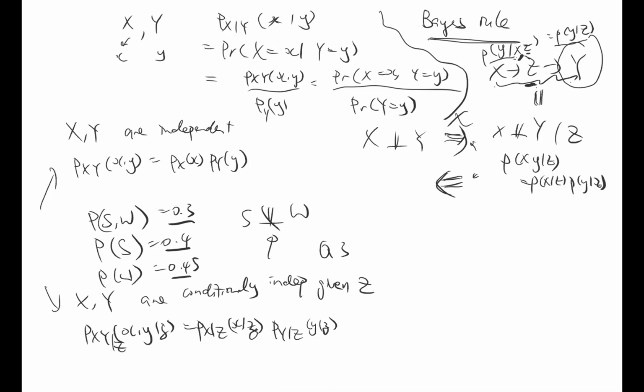And these two are the same, and you can very easily verify that. Let's see if I can do it quickly. By Bayes rule, you can show that P of X, Y given Z is equal to P of X given Z times P of Y given X, Z here.